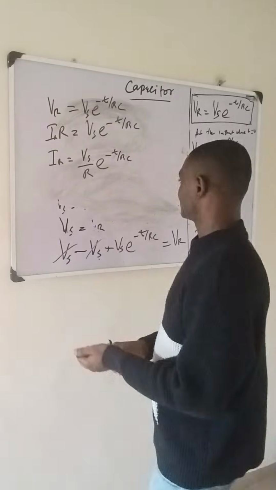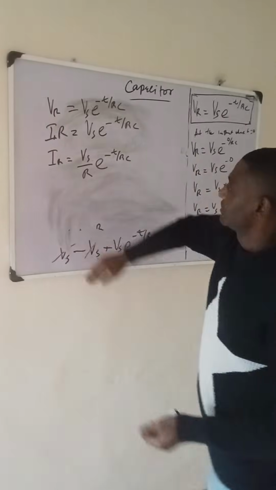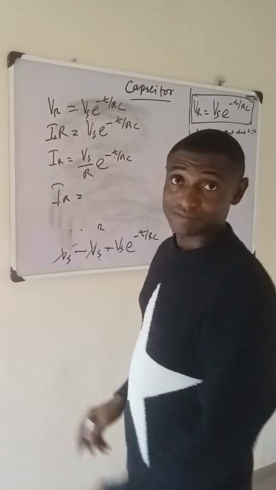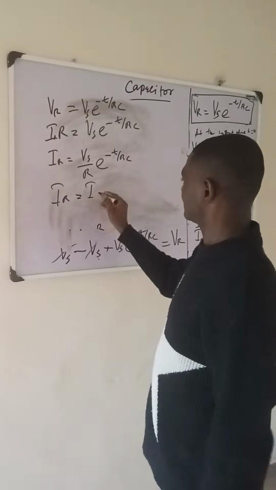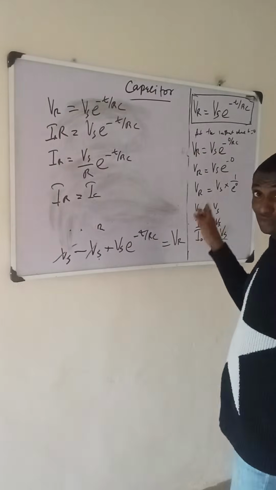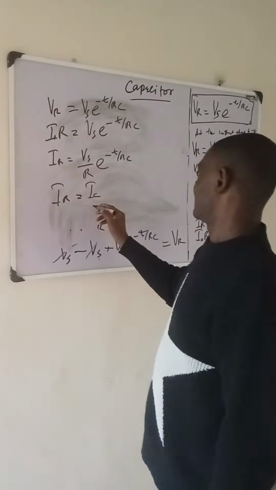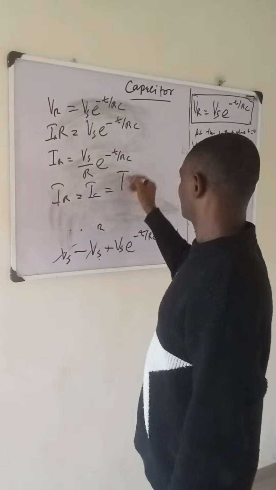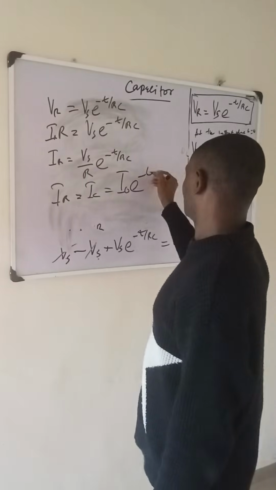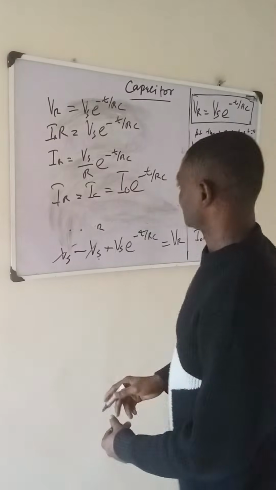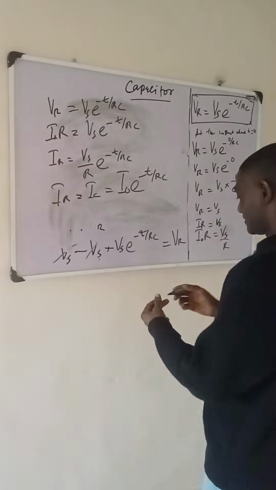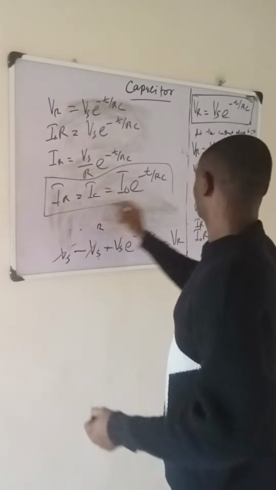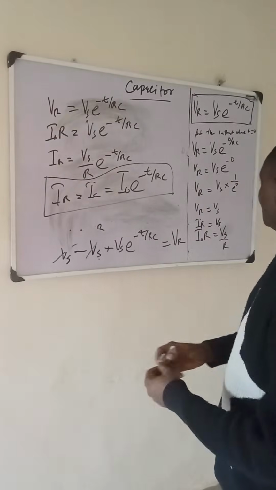So the instantaneous current across the resistor, I of R, is the same thing as I of C, because the same current is flowing there in series, and that will give I naught e raised to the power minus t over RC. This is the equation for the current.